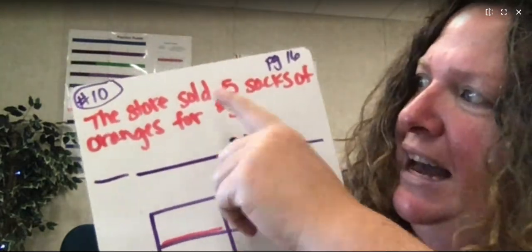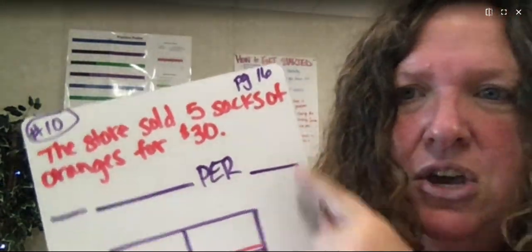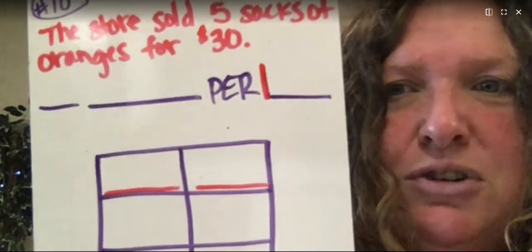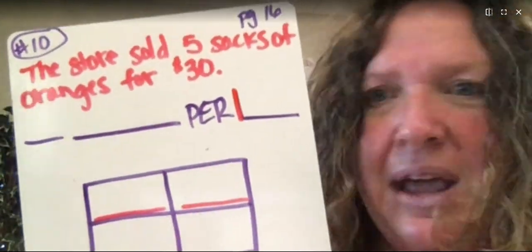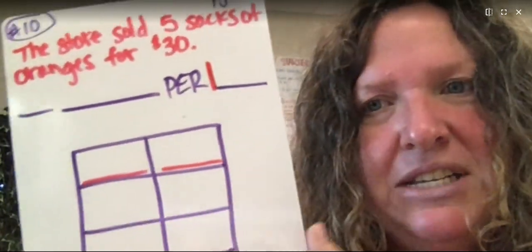So we've got 5 sacks of oranges for $30, blank, blank per blank. Well, we might think, oh, well, I can just put the numbers in, but you can't because it's per one. Remember, there's per one something there. We don't have a 1 in the problem anywhere. So let's put it into our table.